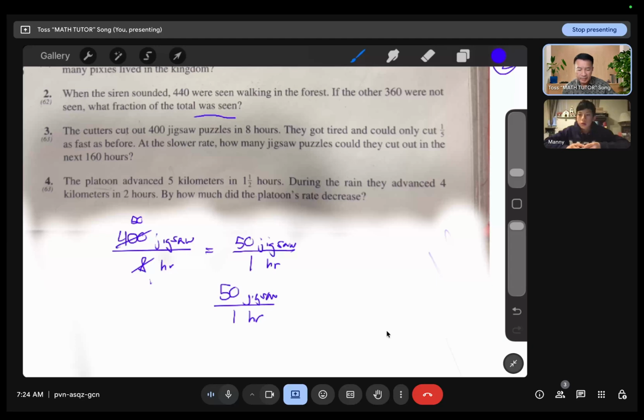The second part, right? The second statement: they got tired and could only cut 1/5 as fast as before. This is actually not confusing, however. It's just something the student may not pick up on if you don't read carefully. You got the rate, but the second statement says this part right here: 1/5 as fast as before.